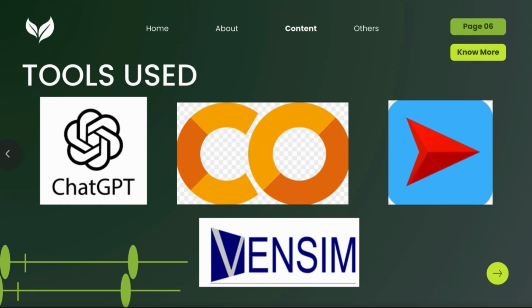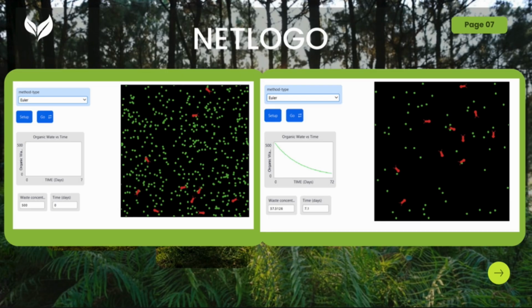So the tools I used are ChatGPT, Google Colab, NetLogo, and Vensim. NetLogo provides a ground view by simulating individual particles of waste. You see green and red dots in a black window. These are agents representing individual units of organic waste. Instead of just calculating a total number, NetLogo simulates what happens to these individual particles over time.